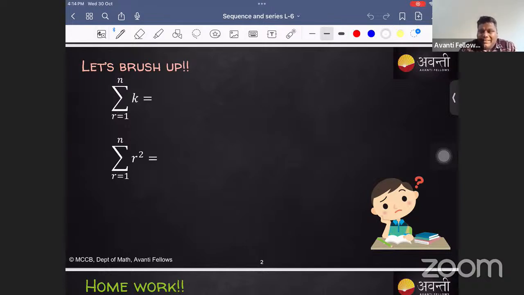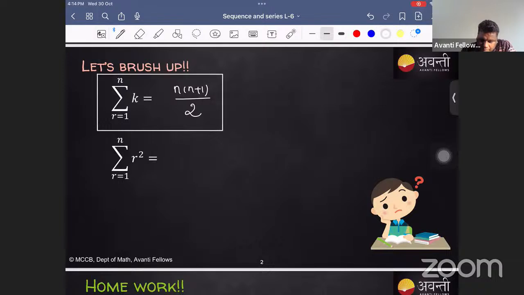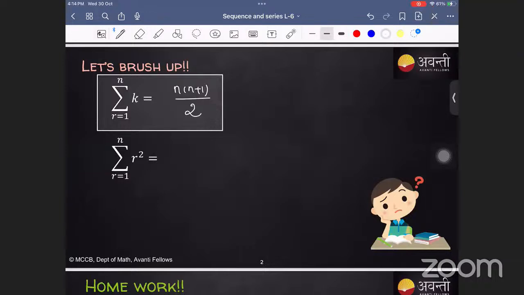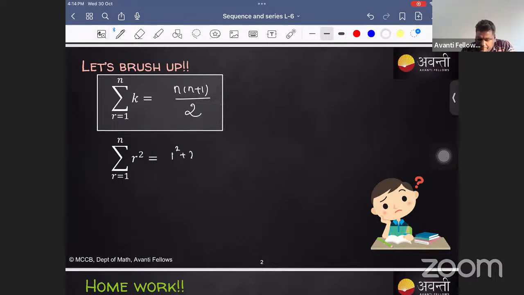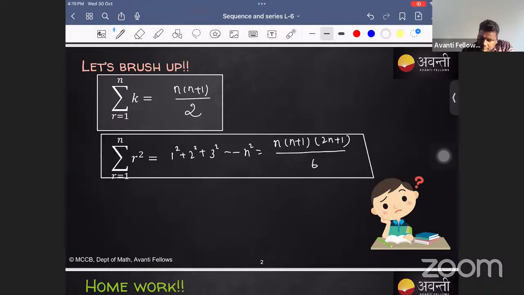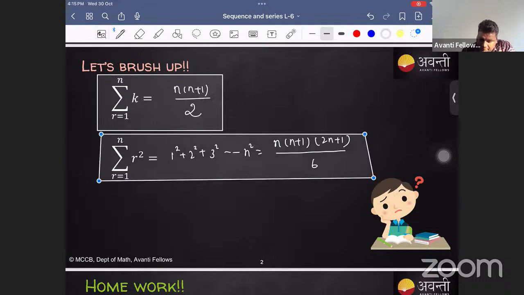The first is 1, 2, 3, 4 up to n, the summation of sigma n. The formula for this is n into n plus 1 upon 2. Will you be able to remember this? Now, sigma r square, that is 1 square plus 2 square plus 3 square and so on up to n square. This will be n into n plus 1 into 2n plus 1 upon 6. Clear? Easy enough?